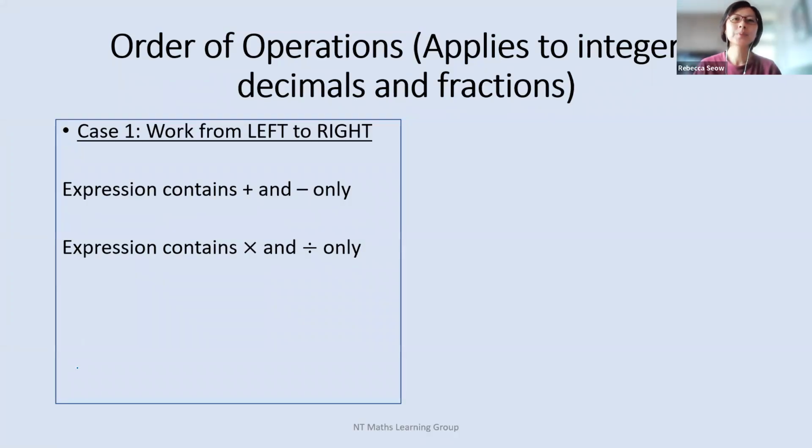So there are some rules concerning order of operations, and it applies to integers, decimals, and fractions. And these rules are universal. Case 1, whereby an expression contains just addition and subtraction only, or just multiplication and division only, we work the expression from left to right. That's the only sequence.